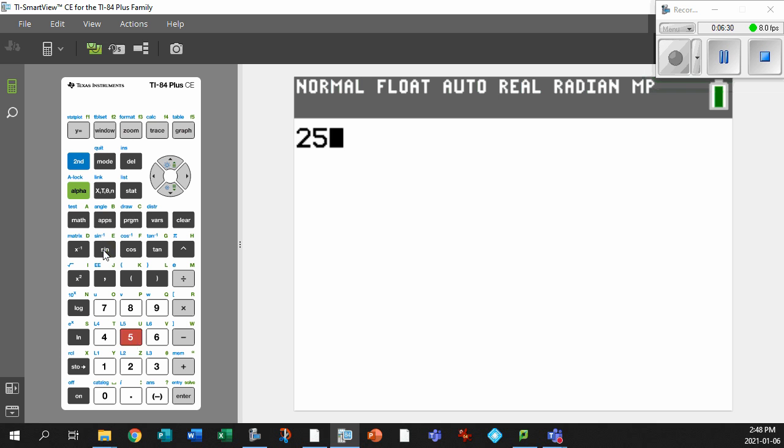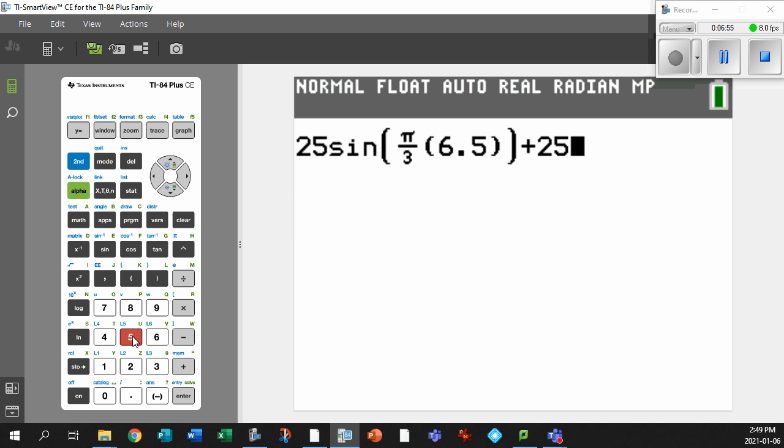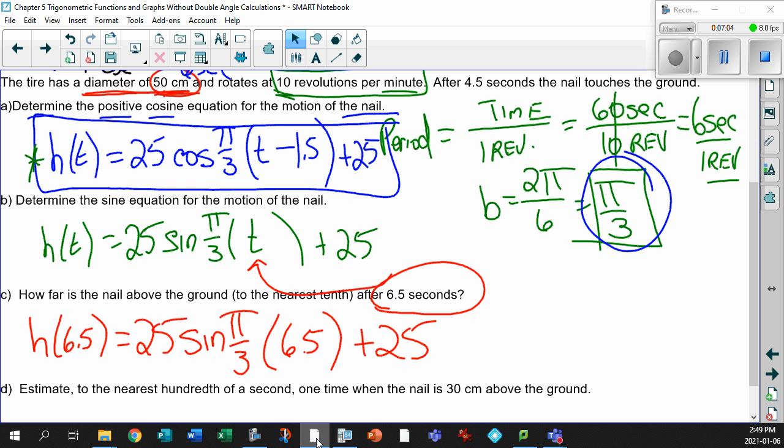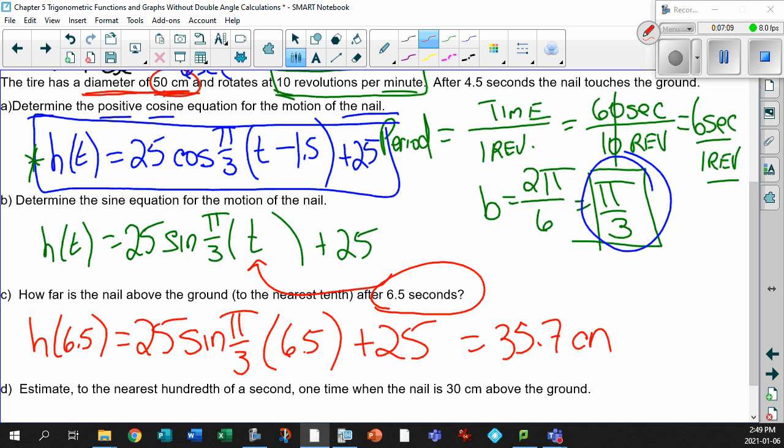Here we go. 25 sine. Don't forget that's pi over 3. So I'm going to put in my fraction. Pi over 3. Perfect. Put my bracket in here. There's my x. But my x, if you think about it, remember, this was at 6.5 seconds. Okay, 6.5 bracket. I'll need my other bracket to close it off, right? Plus the other 25, my d value. Punch it. What do you got? Well, this is going to be at 37.5 centimeters high. Yep, there you go. That's it. So 35.7 centimeters. Let's put it in there. 35.7 centimeters. And it says to the nearest tenth.